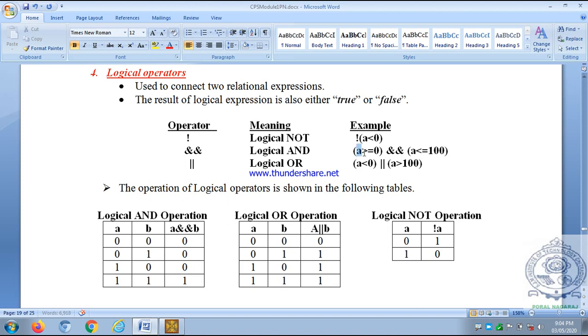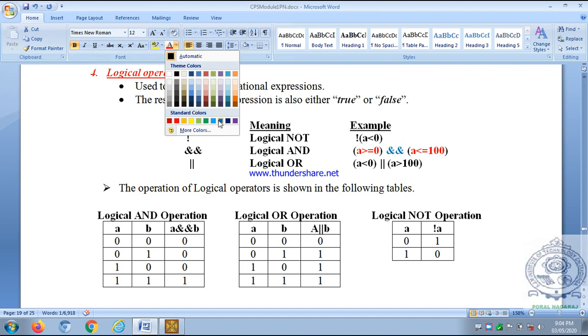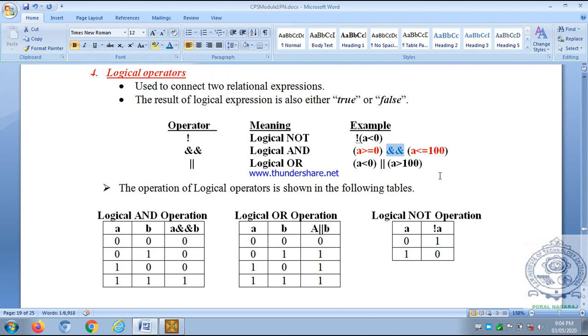A greater than 0 is one relational expression and a less than 0 is another relational expression. We have written the two relational expressions within parentheses. Two relational expressions are combined by one operator, and that operator we call the logical AND operator. Why are logical operators used? They are used to connect two relational expressions. Here a greater than or equal to 0 may be true or false, or a less than or equal to 100 may be true or false. Based on that we will get the final result.